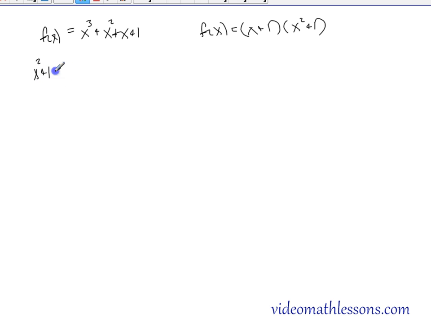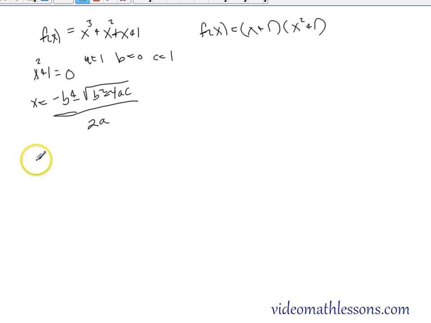If you want, I could just set it to 0 and look at it. And I say, all right, well, I could do the quadratic formula or complete the square. I'll do, I don't know, the quadratic formula. So I know the quadratic formula is x equals negative b plus or minus the square root of b squared minus 4ac, all over 2a. The a value is 1, b is 0, and c is 1. And so I just plug in these values.